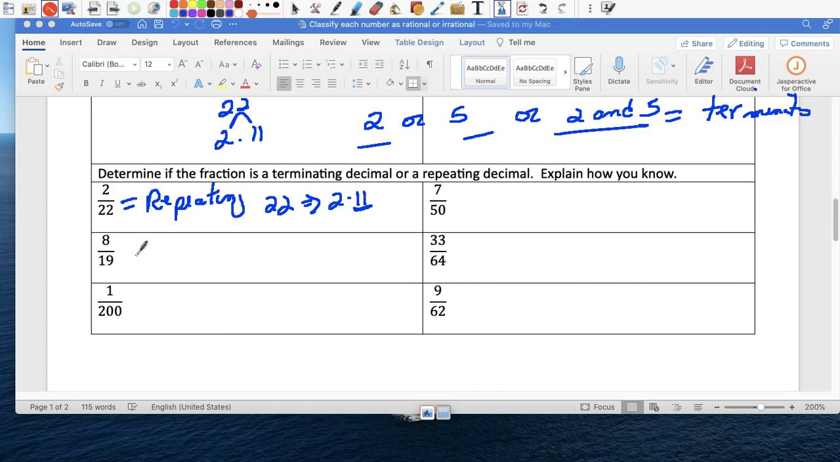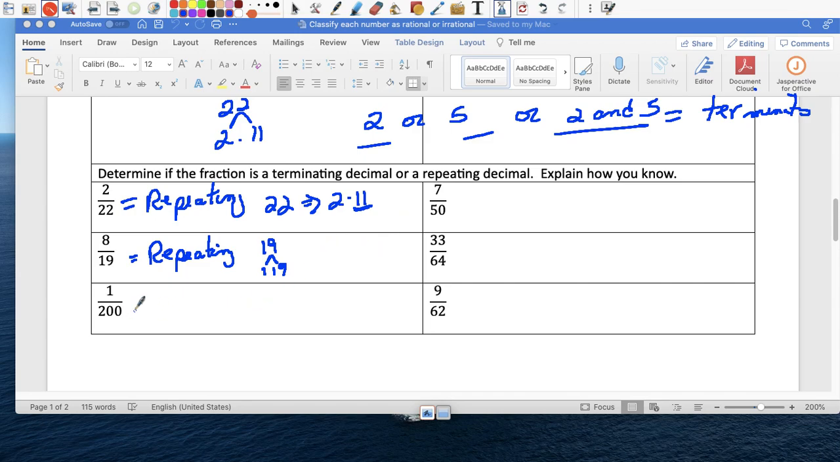8 over 19, well, also repeating. If you take the number 19 and you break it up, it's just 19, right? So this is repeating. Again, take the calculator, 8 divided by 19, it's going to be a repeating number, okay? 2 over 22 is a repeating number.